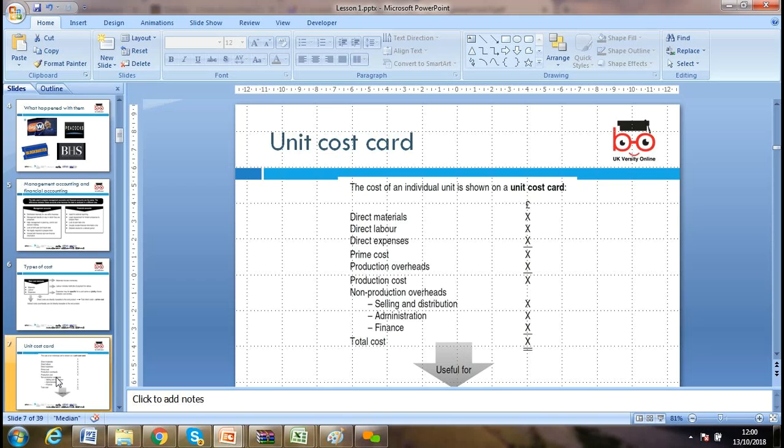So direct labor, how much will be direct material, how much will be the other direct expenses related to production. When we add all the direct expenses, this is called prime cost.